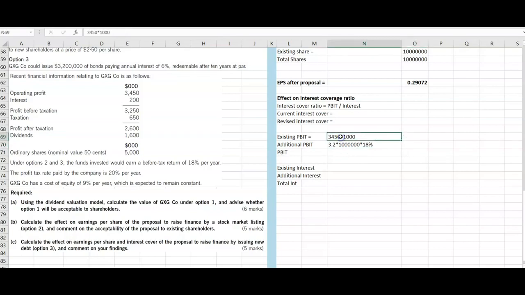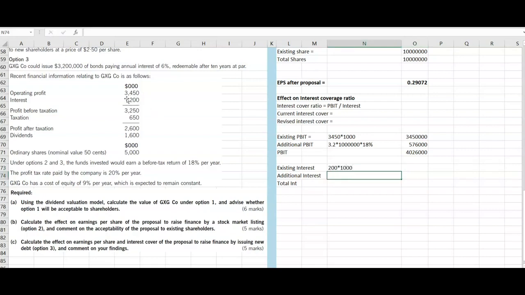So that's about our existing PBIT. So this is about our additional PBIT. So this will be our revised PBIT. So we also have to calculate the interest. So we have to calculate the existing interest. The existing interest is very simple. It is 200 into 1000.